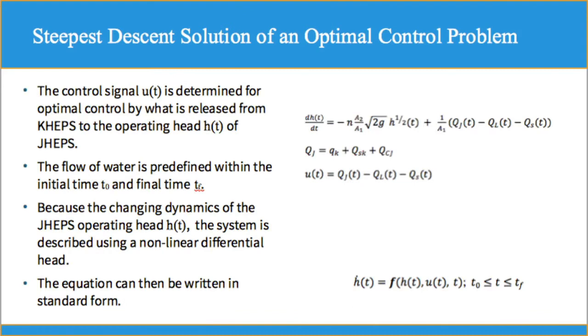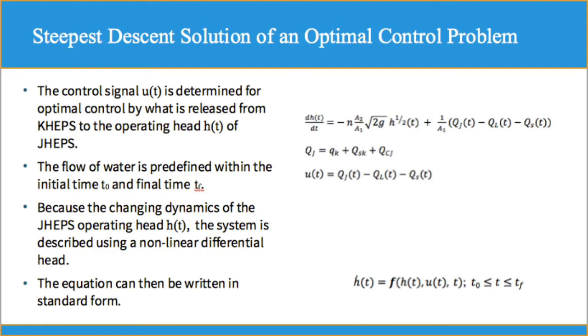Here we have the control signal function u of t, which is going to be used to determine the optimal control that's released from Keeps to the operating head of Jeeps, h of t. That's going to be created in this nonlinear differential equation on the right-hand side. We're going to set a limit to the time, from the initial time t naught to the final time t f. That is going to be the finite limit that is going to make this more optimal than previous mathematical calculations.